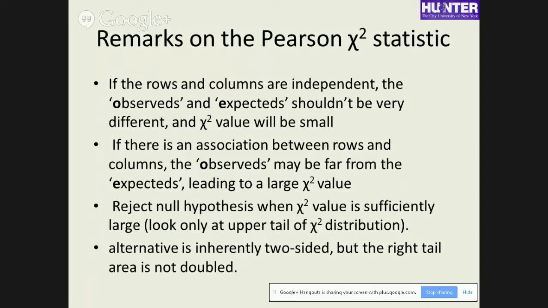So the alternative hypothesis is inherently two-sided, meaning that there's no directionality to the alternative hypothesis. The alternative is just that these two variables have dependence, they're not independent, but we will only use the right-hand tail of the chi-square distribution. So that's a difference from the t and the z distributions, but a similarity with the F distribution.